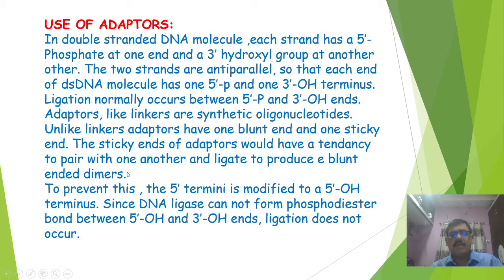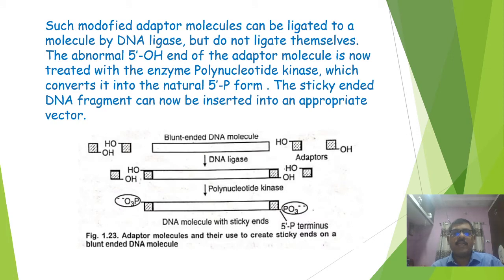To prevent this dimerization, the 5' terminus is modified: the 5' phosphate is removed and a hydroxyl terminus is added instead. Since DNA ligase cannot form a phosphodiester bond between a 5' hydroxyl and a 3' hydroxyl end, ligation does not occur. So adapters are, like linkers, synthetic oligonucleotides, but unlike linkers they have one blunt end and another sticky end. Such modified adapter molecules can be ligated to a molecule by DNA ligase but do not ligate themselves.